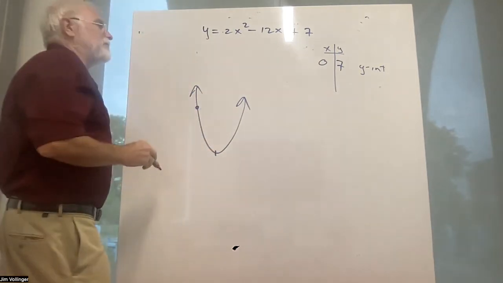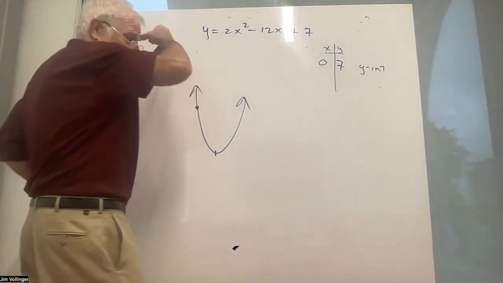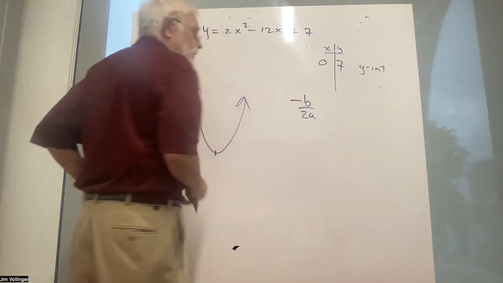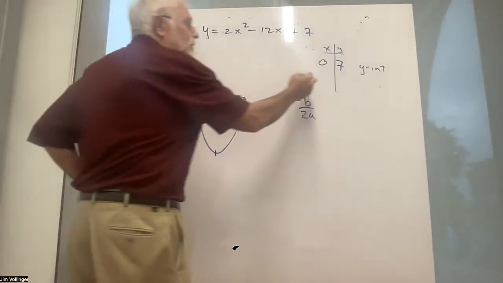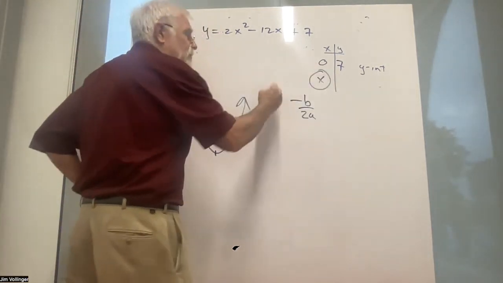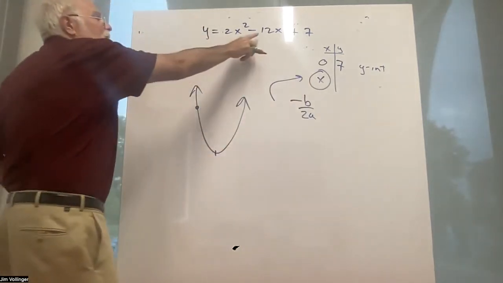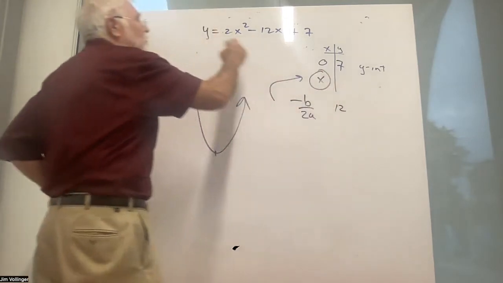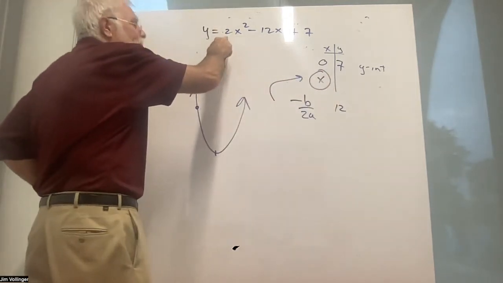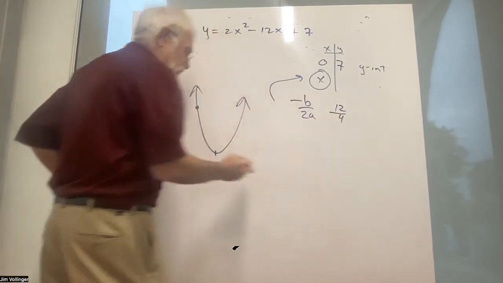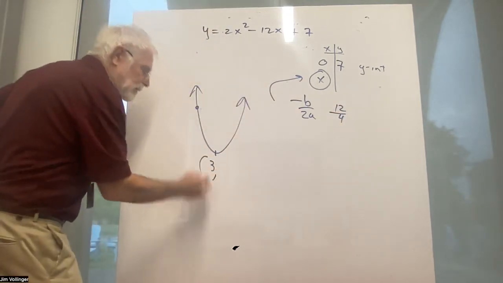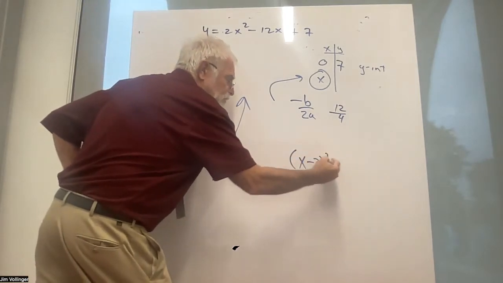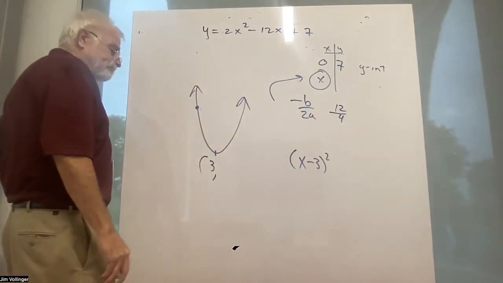I need that x value. We will develop in class this week why it's minus b over 2a. That's going to get me the most important x value. So minus b, the opposite of minus 12, positive 12, divided by 2 times 2 is 4. I now know that that number is 3. If I know that number is 3, then I can write x minus 3 squared.